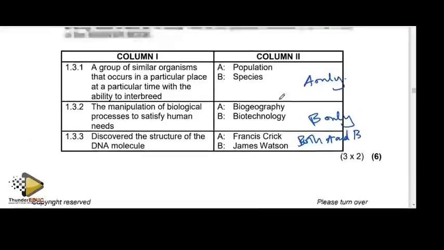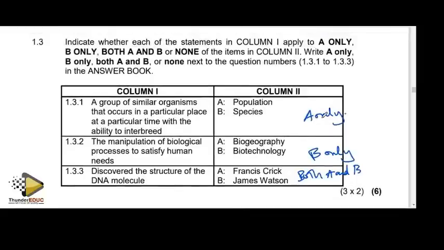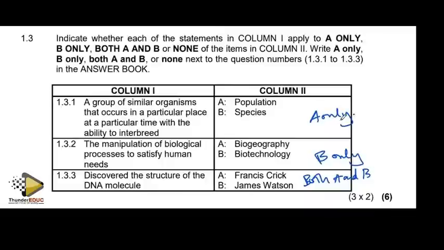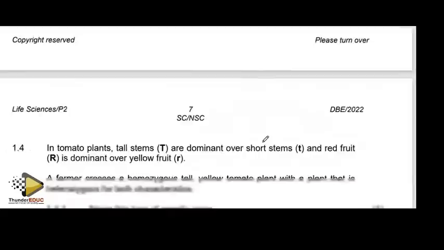Some people only write A, or they write B, or they write both. What is both? Both mangoes and oranges? Both males and females? What is both? You have to say both A and B. Don't just say A, because if you don't say A only, it means that maybe even B is correct. What you do is you have to put A only, B only, both A and B, or none. Try to follow the instructions.